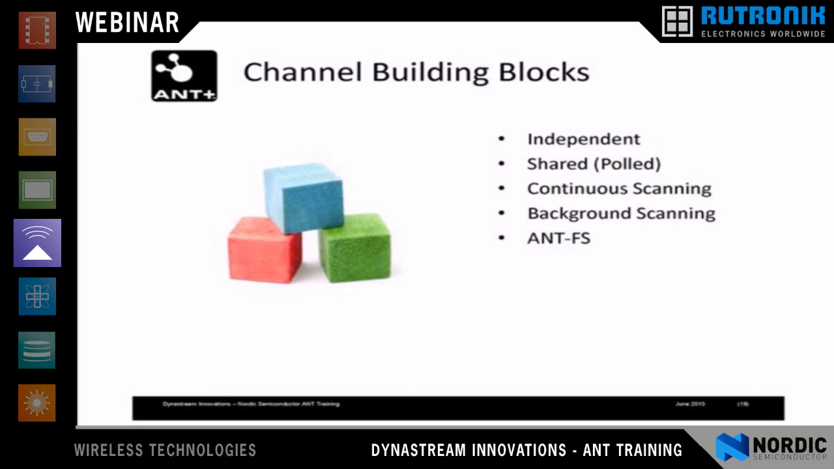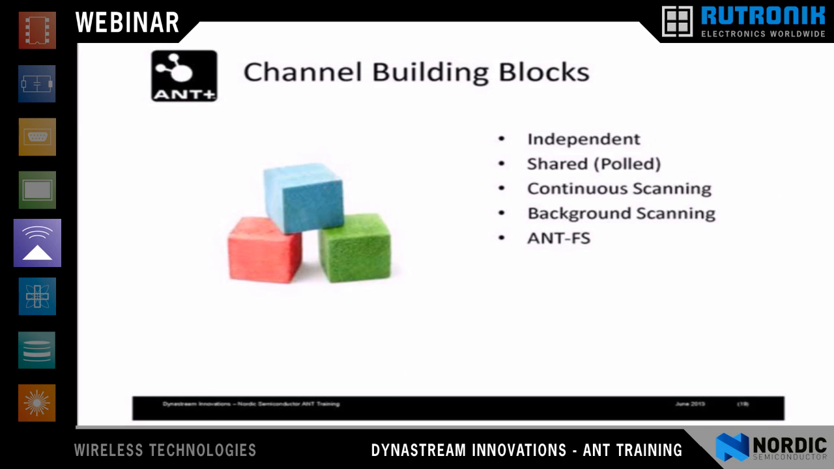So here's how you take the various different broadcast messages and styles of ANT communication and turn them into usable channel configurations that will help you with your application. So a typical one-to-one connection, which is completely independent. The NRF51 has 8 independent channel capacity.